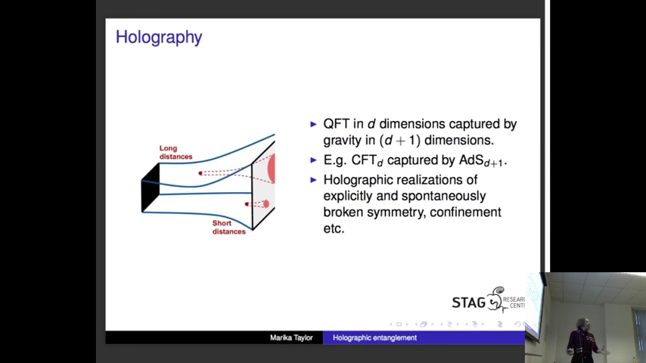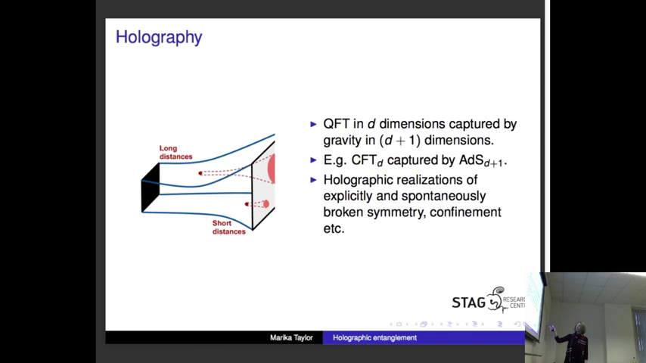Okay, now, for the purpose of the talk, we don't need to know very much about holography. We just need to know the basic picture, which is that a class of quantum field theories in d dimensions can be captured by gravity in one extra dimension. So the most famous example of this is that conformal field theories in d dimensions are captured by gravity in anti-de Sitter space in d+1 dimensions. Not all conformal field theories, I should say, there are restrictions, but a huge class of conformal field theories are captured by gravitational physics in anti-de Sitter.